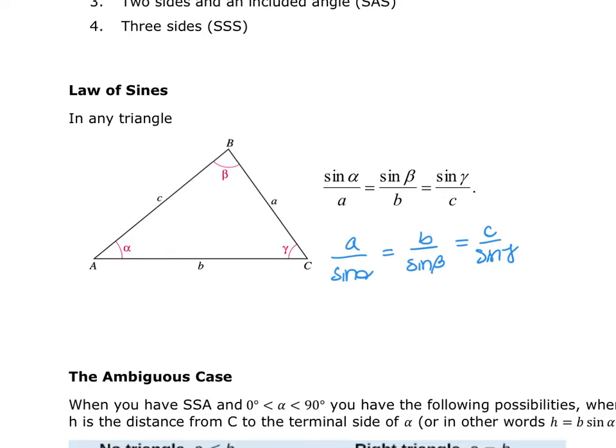I would use this if I'm trying to solve for a side. I would use this if I'm trying to solve for an angle. But it doesn't matter. You can use either one to solve for a side or an angle. This is just less work when I'm solving for a side, and this is just less work when I'm solving for an angle. But use whichever one. The important bit is that the relationship between the angle and the side has to be maintained.